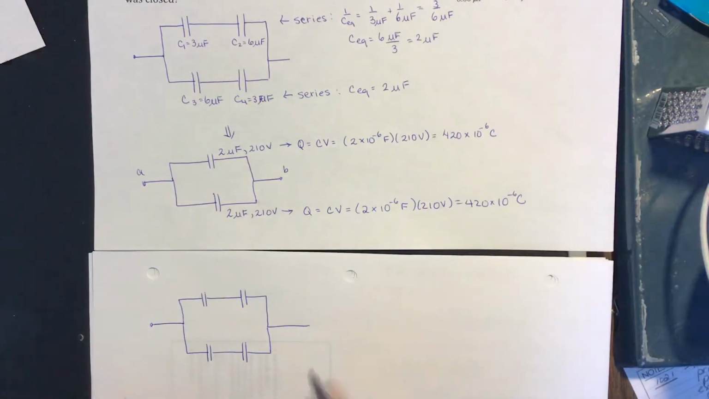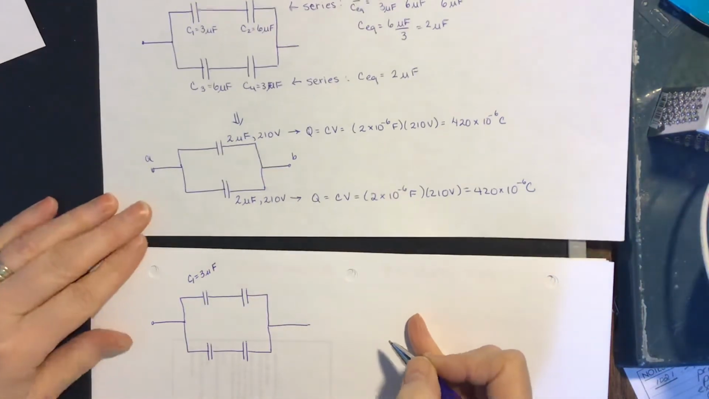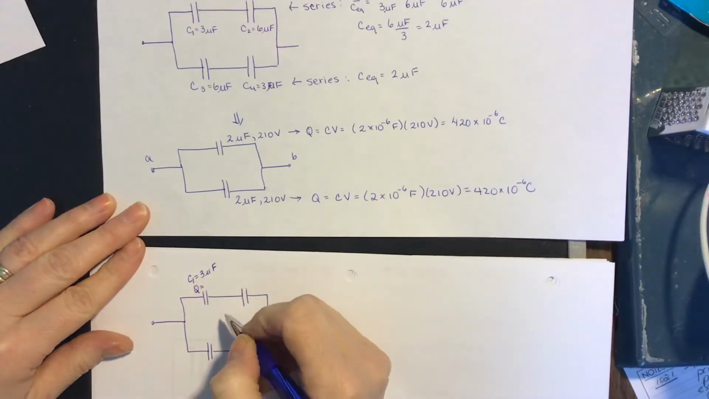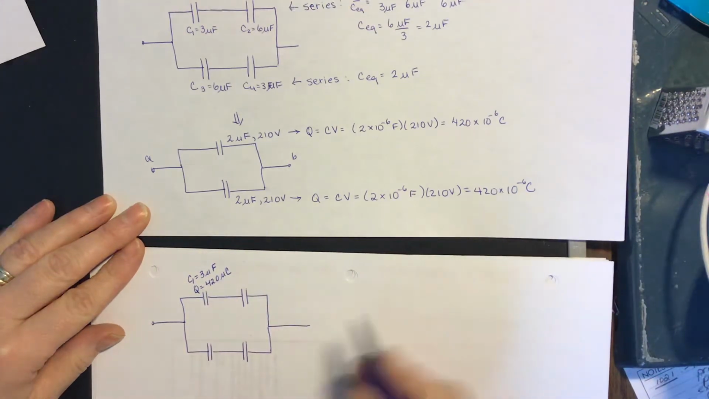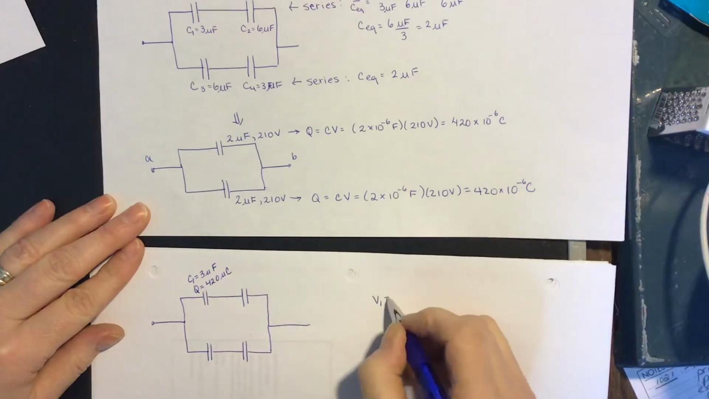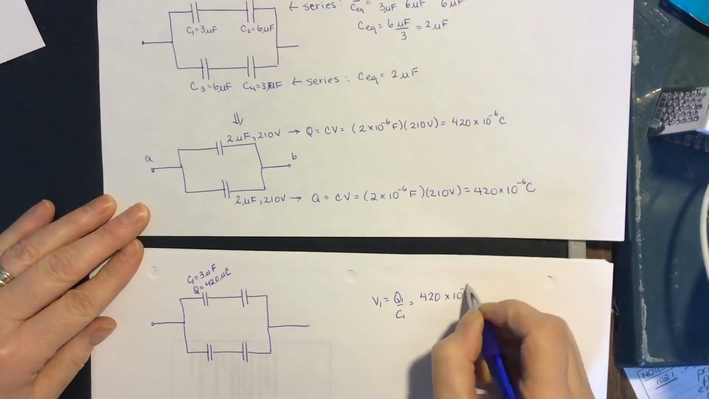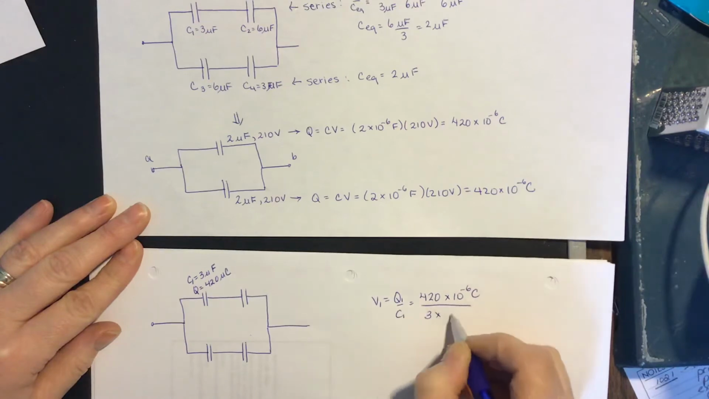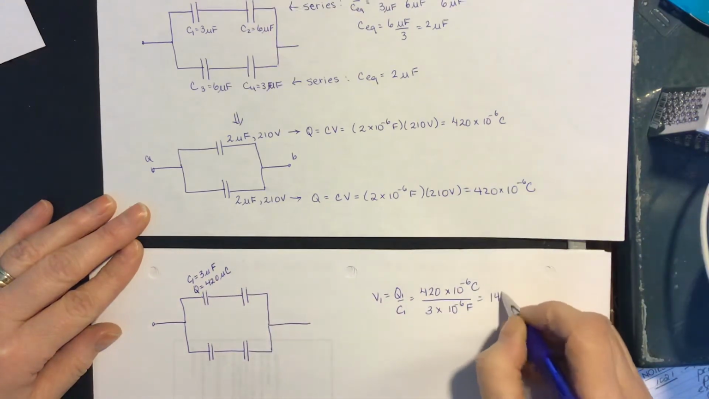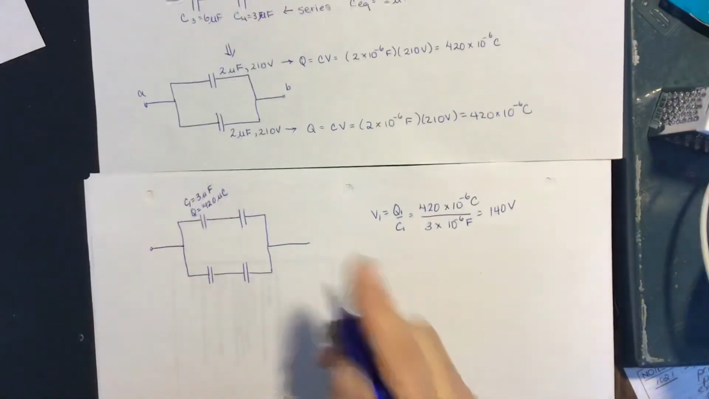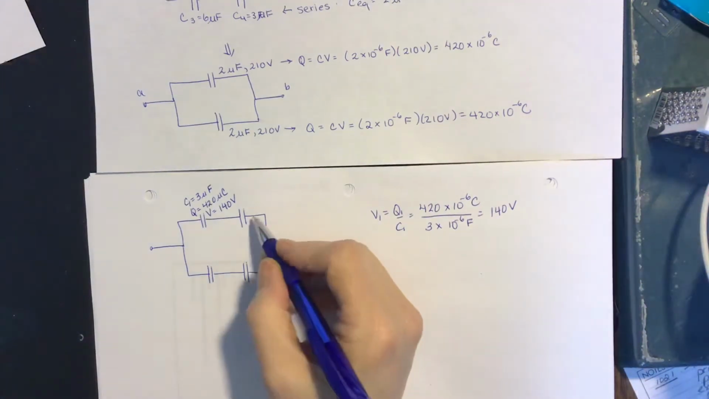So there's my original circuit. I'm going to write down the things that I know. C1 is 3 microfarads. My charge Q is equal to 420 microcoulombs. So I can find the potential across C1. V1 is equal to Q1 over C1, 420 microcoulombs, divided by 3 microfarads, gives me a potential across this capacitor of 140 volts. And let's do the other capacitors as well.